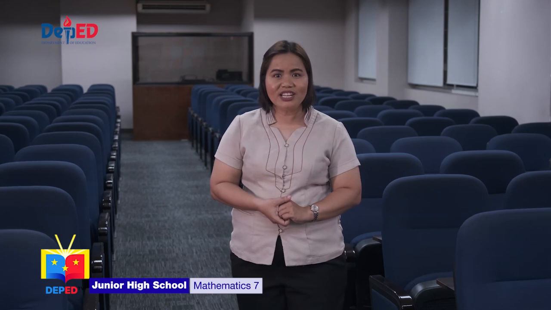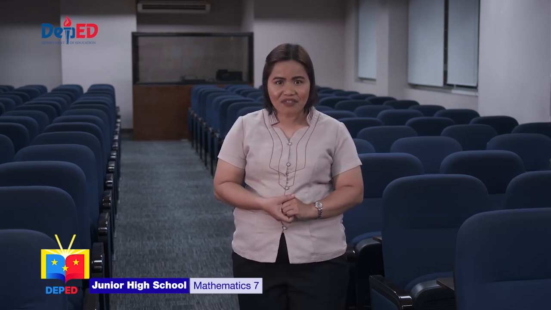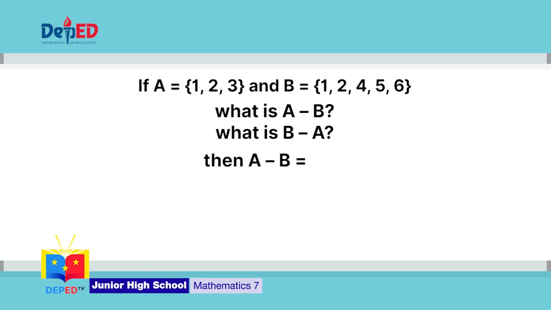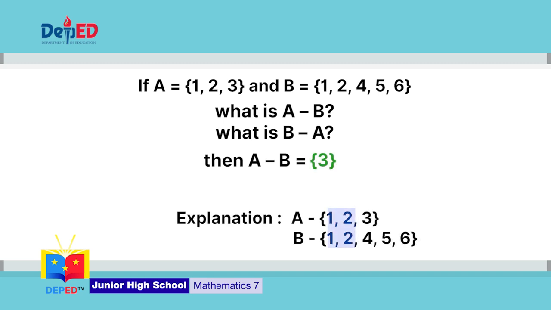To check that you have completely learned this set operation, find the indicated difference in each of the following. If the elements of set A are 1, 2, and 3, while the elements of set B are 1, 2, 4, 5, and 6, find A minus B and B minus A. Since the element of A that is not in B is just the number 3, then set difference A minus B contains the element 3. Then again, to find the set difference B minus A, we just consider the elements in B that are not in A. Therefore, B minus A contains the elements 4, 5, and 6.